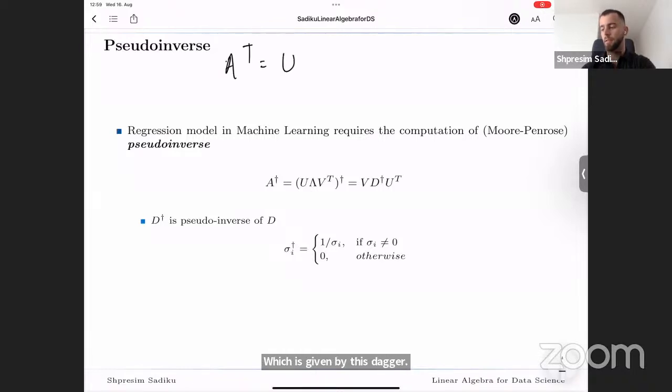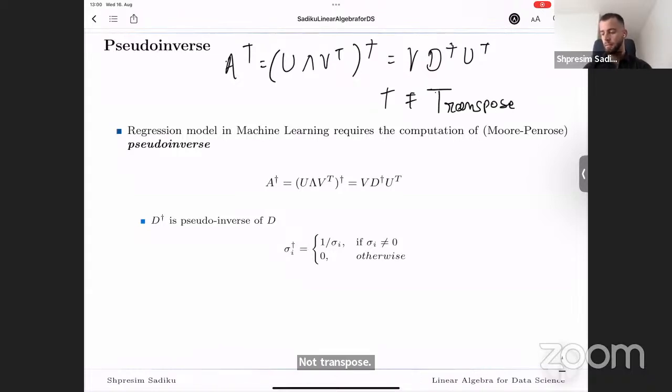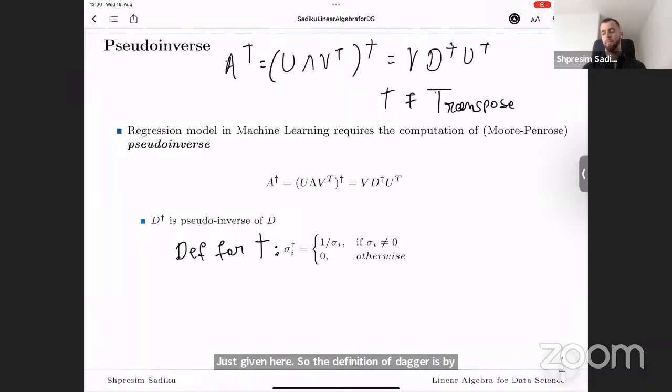And this is simply the definition of the SVD dagger. It is given by V sigma dagger U transposed. Note that this dagger is not a transpose. The definition for the dagger is given here. So the definition of the dagger is by taking the inverse of the singular values as soon as we have found them under singular value decomposition. All right.